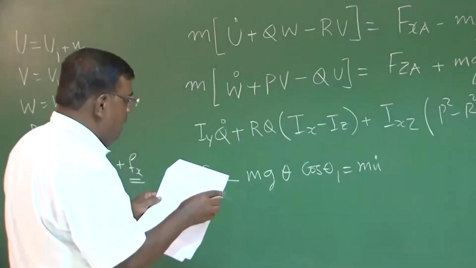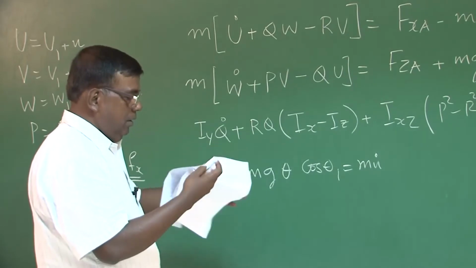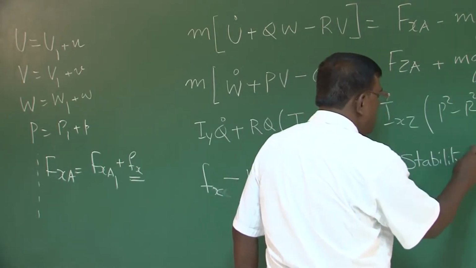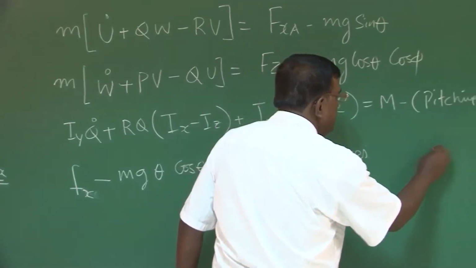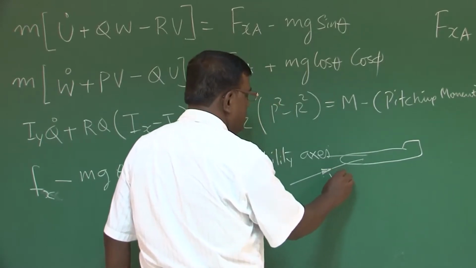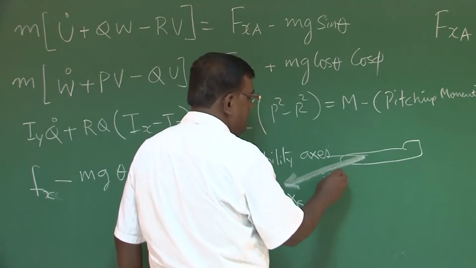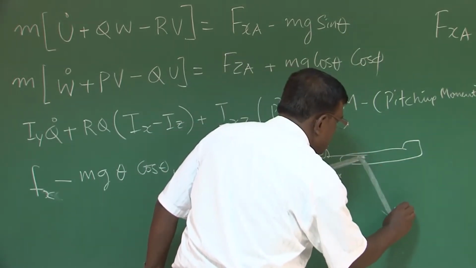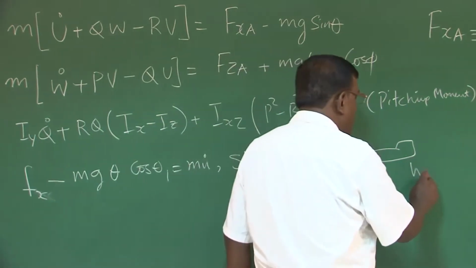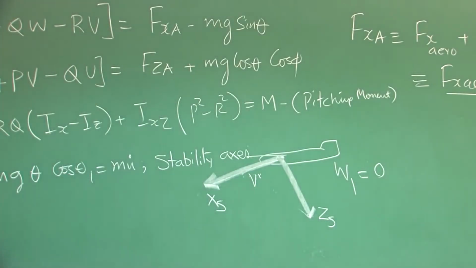So once we do that, we got an equation something like this: F x minus m g theta cos theta 1 equal to m u dot. And please understand, here we have also used the concept of, if you see my last lecture, I have used the concept of stability axis. And what was the stability axis? Suppose this is the airplane, and at steady state, let's say this is the velocity vector, total velocity V. And now I align my x-axis, x s, such that the x-axis points along the total velocity V, and accordingly z also gets tilted. The advantage of using the stability axis is that now w1, the w component at steady state, is 0, because now the x is along the total velocity in the vertical plane, right?